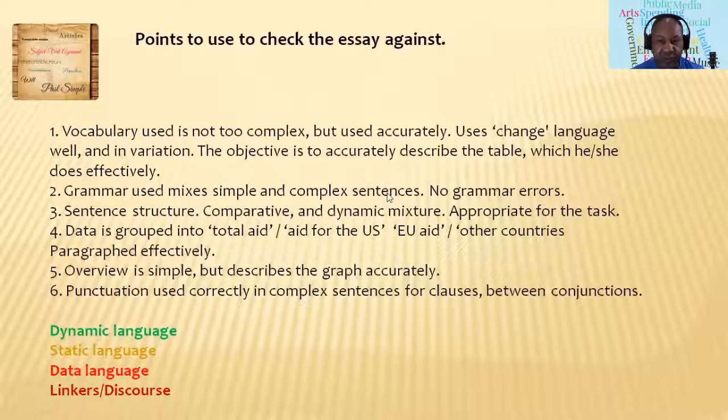Uses a mix of simple and complex sentences, no grammar errors, but we already know why, because it's a native writing it. Sentence structure, comparative and dynamic mixture. So we're comparing the EU and other countries with the US. So there is a comparison in there, but mainly it's dynamic language, but it's a mixture, and it's used correctly for this table. It's grouped into total aid, aid for the US, EU aid, and other countries. So these two are together, these two are together. So the paragraphs are very clear and very effective.